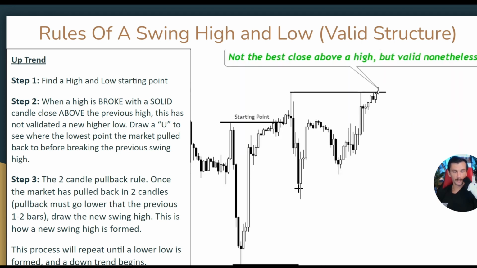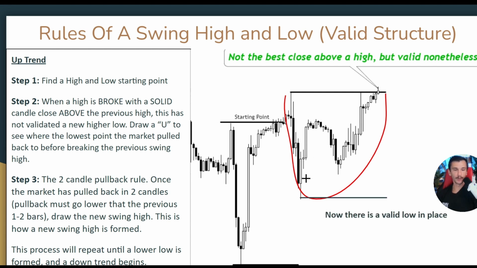However, after we come off of this 2-bar pullback and we break back up to the upside with a solid candle close above that swing high, and usually I would prefer to see a larger bar closing above. However, the rules do still apply. This bar closed above that candle's high with the body, not just a wick. What I can do now is draw a little U from where that high was formed down to the lowest place that it pulled back to, back up to where that high was broken. And this will now allow me to draw my swing low.